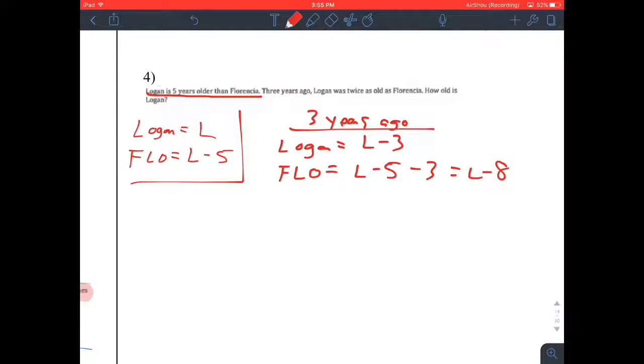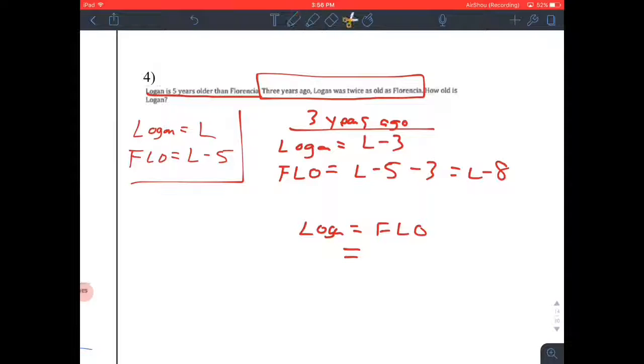Now it says that 3 years ago, Logan is twice as old as Florencia. So we're going to make an equation. We're going to have Logan on one side. We're going to have Flo on the other. Are they equal 3 years ago? No. Logan is twice as old. So if he's twice as big as Flo, to make them equal, we would have to double Flo's age. So whichever one's smaller, that's the one you have to double. Now their ages are equal.